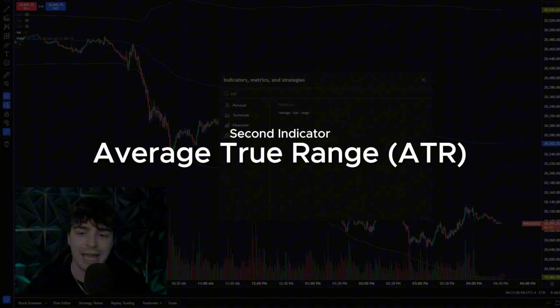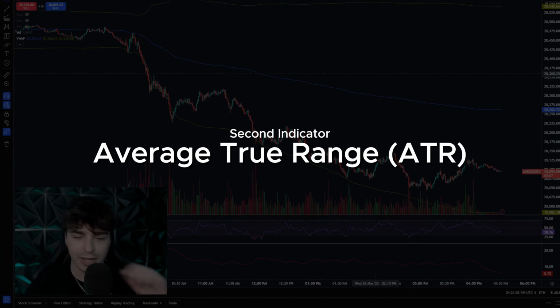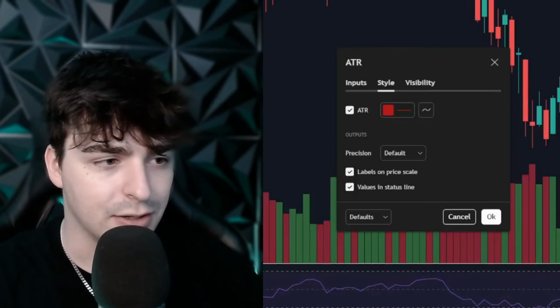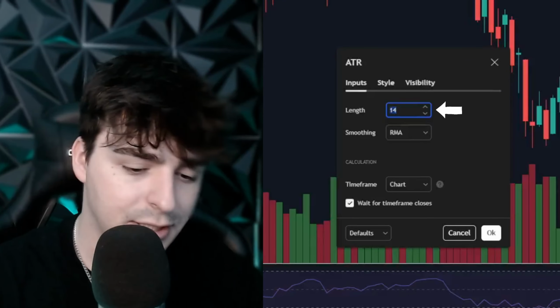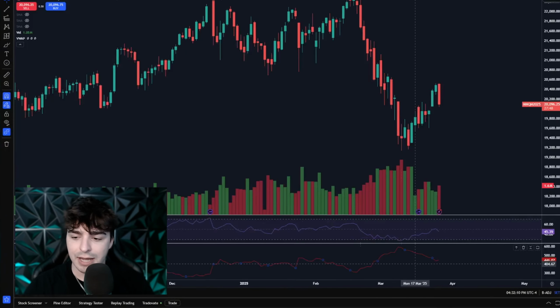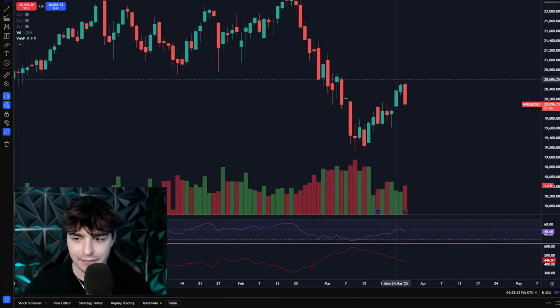Now let's get a little bit more complicated and introduce our second indicator, and that is going to be the ATR, the average true range indicator. So specifically for day trading, what we want to know is what the average true range is for the last 7 days. Okay, so let's go to the ATR here. Let's go to inputs and change that to 7. Now we have the average true range for the last 7 days.